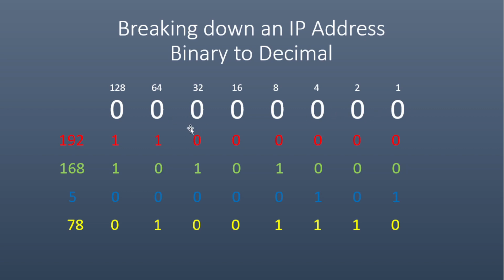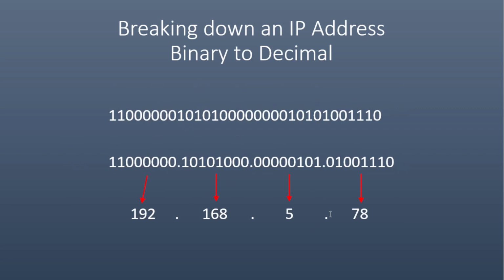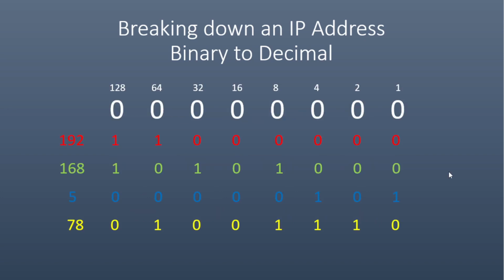So let's break down the IP address that was in the first slide: 192.168.5.78. If you take the number 192, in order to make that, I need to turn on the correct bits to equal 192. For that, I just need the 128 bit and the 64 bit. Those both add up to 192. So you can see those two are turned on, and then I just don't turn on the rest. So that gives me 192.